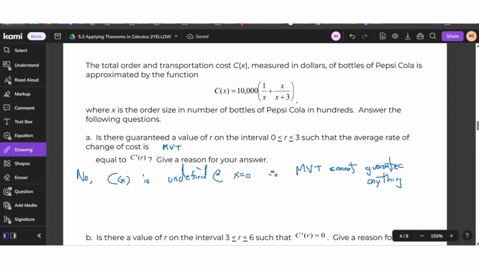Because it tells me that I want the average rate equal to the derivative, which is the instantaneous rate. And that's what MVT is.